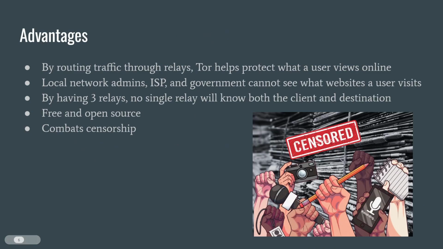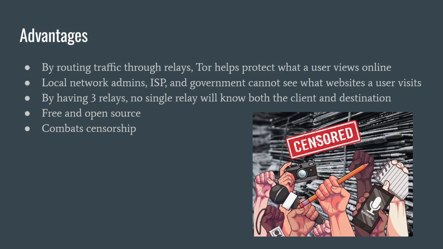So, advantages of using Tor. By routing traffic through relays, Tor helps protect what a user views online, obviously. And local network admins, internet service providers, and governments cannot see what websites a user visits. So this means that users are basically protected from their schools or workplaces spying on their internet traffic. By having 3 relays, no single relay will know both the client and destination. We talked about this.